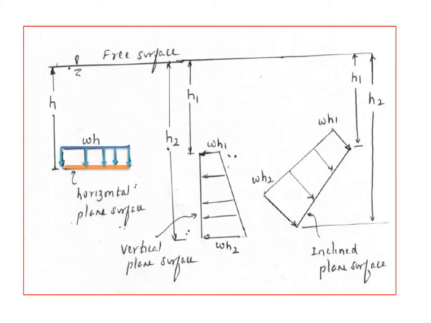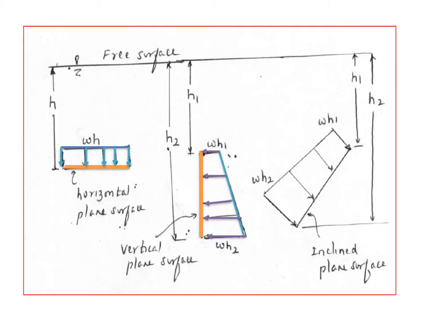Similarly, we have a vertical plane surface. Say the top edge is at a depth h1 and the bottom edge is at a depth h2, and it is immersed vertically. What is the pressure intensity at the top? Since it is at depth h1, it will be omega into h1. Similarly, the pressure intensity at depth h2 will be omega into h2. Therefore, it is a trapezoidal diagram. This is how you plot the pressure intensities over the surface, which is known as a pressure diagram.